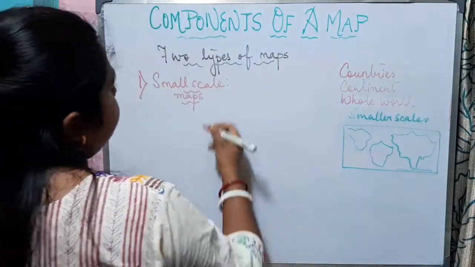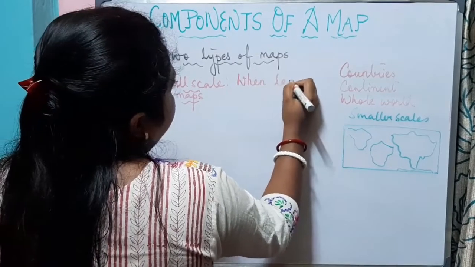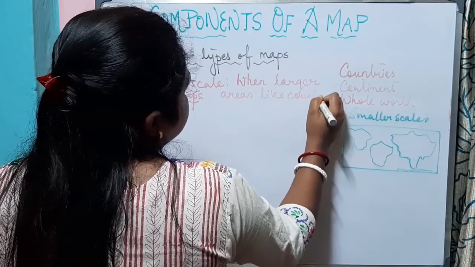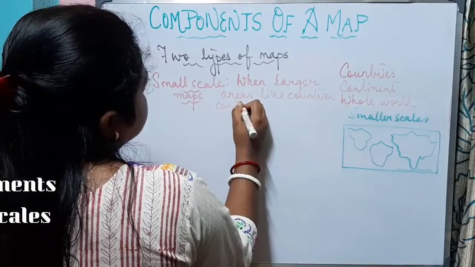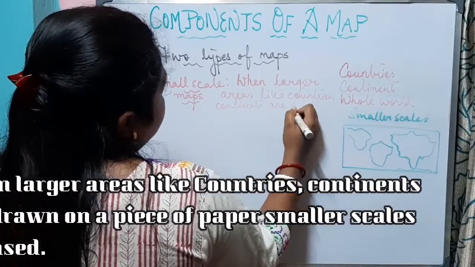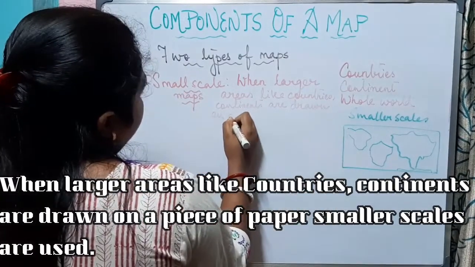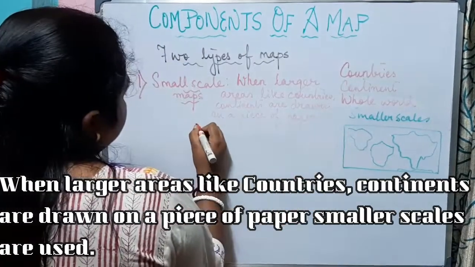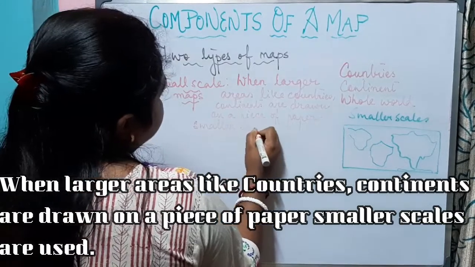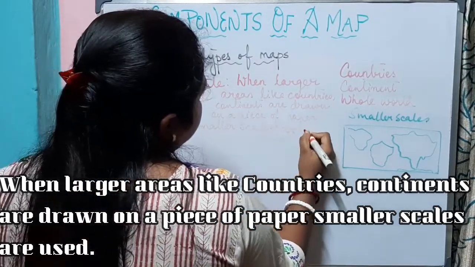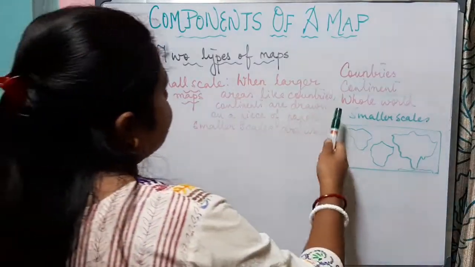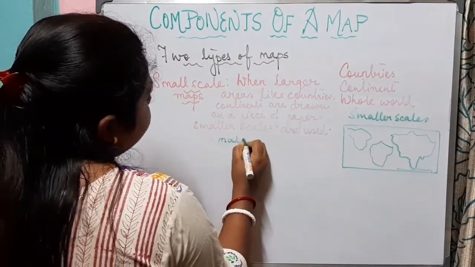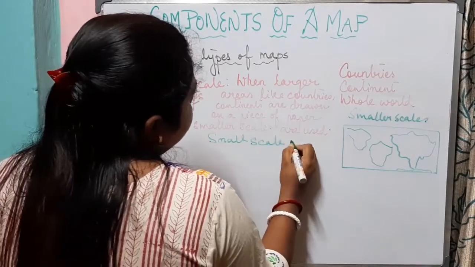So what is a small scale map? When larger areas like countries, continents are drawn on a piece of paper, smaller scales are used, and we call this the small scale map.